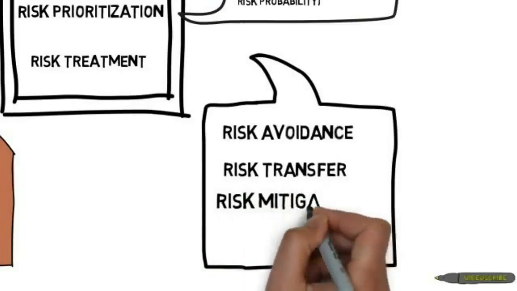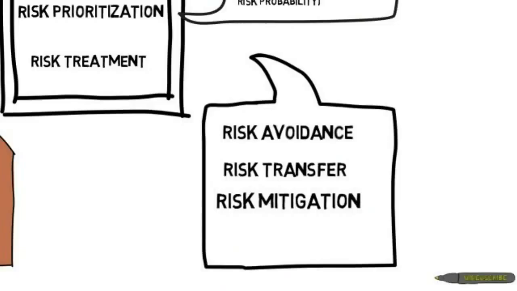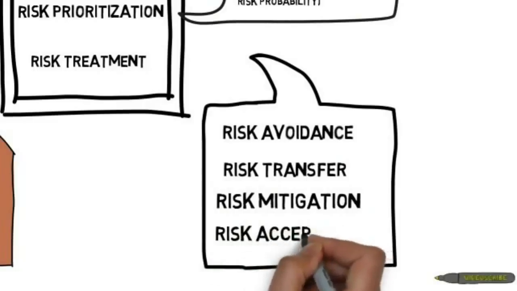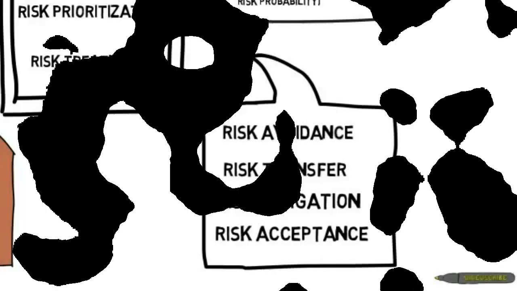Next is risk mitigation. This is the common risk treatment. The objective of risk mitigation is to reduce the risk impact or risk probability or both. The last is risk acceptance. Any risk that is not treated by any of these treatments has to be accepted. This happens when there is no viable mitigation available due to reasons such as cost or unavailability of risk mitigation.